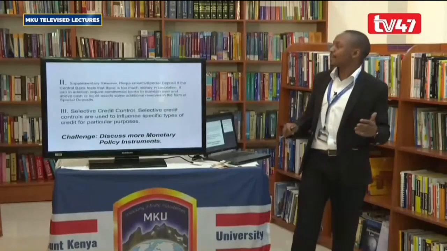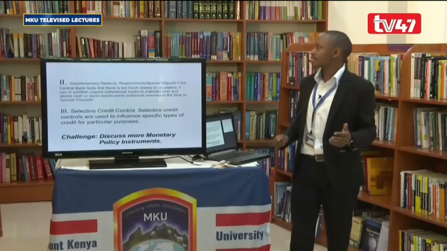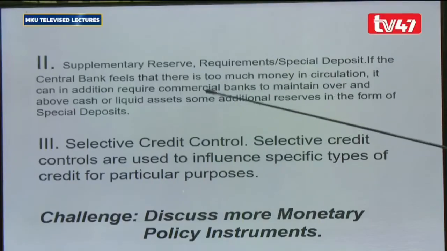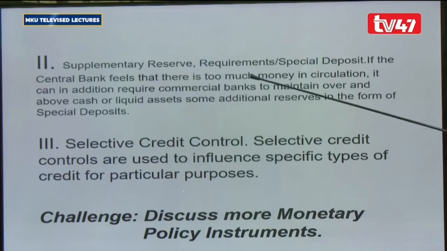We have also what we call supplementary reserve requirements or special deposits, whereby if the central bank feels that there is too much money in circulation, it can in addition require commercial banks to maintain, over and above cash or liquid assets, some additional reserves in the form of special deposits. What we mean by this is that if there is a lot of money in circulation, it is the responsibility of the central bank to trigger the special deposits component under the commercial banks, so that at the end of the day there is not much access to money for the common mwananchi or the people who are dealing with this money.